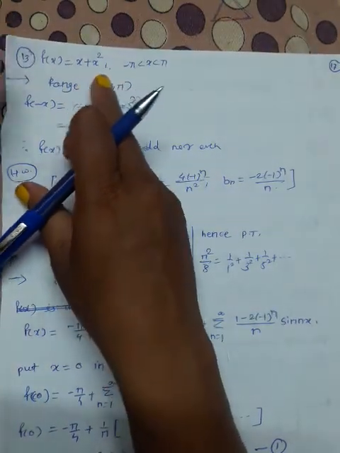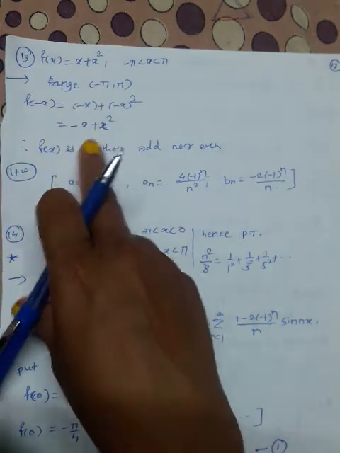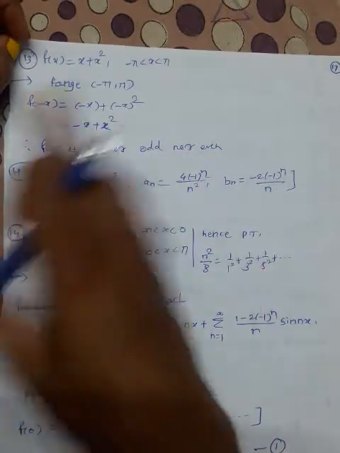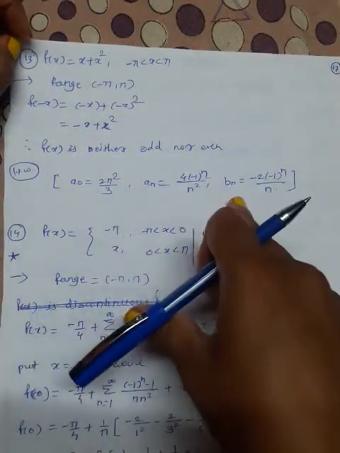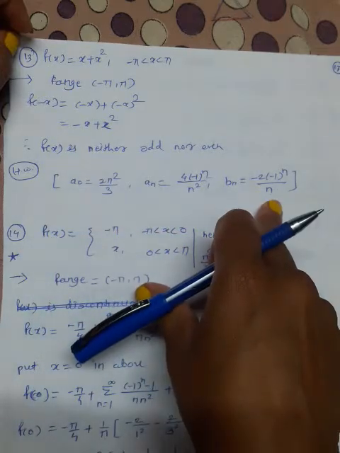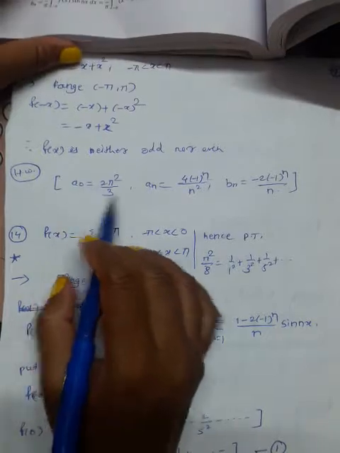f(x) is equal to x plus x square in the minus pi to pi range, and f of minus x is this, and the function is neither odd nor even. You have to calculate all three: a naught, an, and bn. You will get this answer. These are the answers for that.